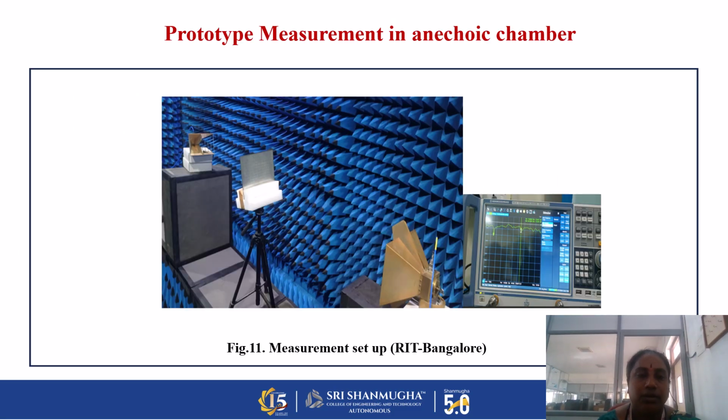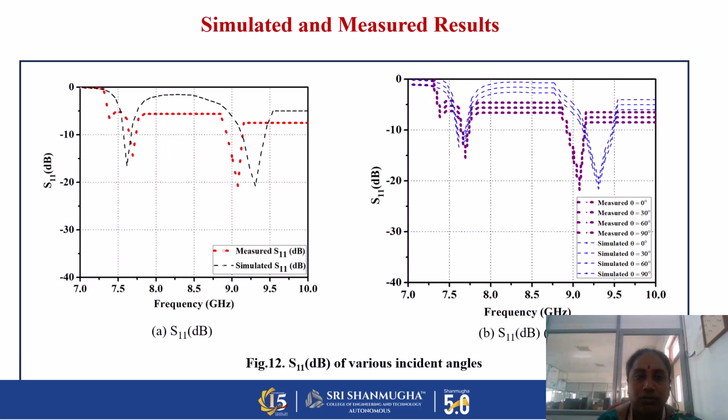After completing this, the prototype will be measured in the anechoic chamber. So this is the simulated and measured results of the elliptical FSS. There are slight variations in the measured results. This slight variation is due to the fabrication tolerance, as well as the permittivity of the substrate.